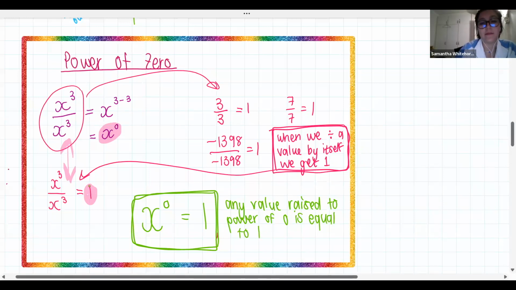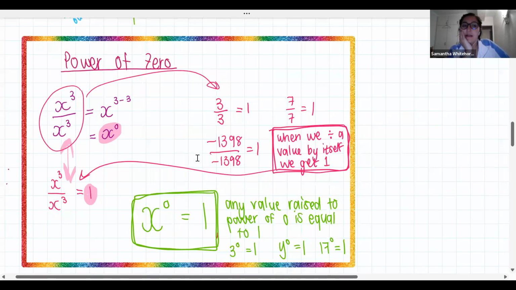So 3 to the power of 0 is 1. Y to the power of 0 is 1. I don't know, 17 to the power of 0 is 1. Any value raised to the power of 0 is 1. And so that is our next and final definition that we need to know about exponents in grade 8.